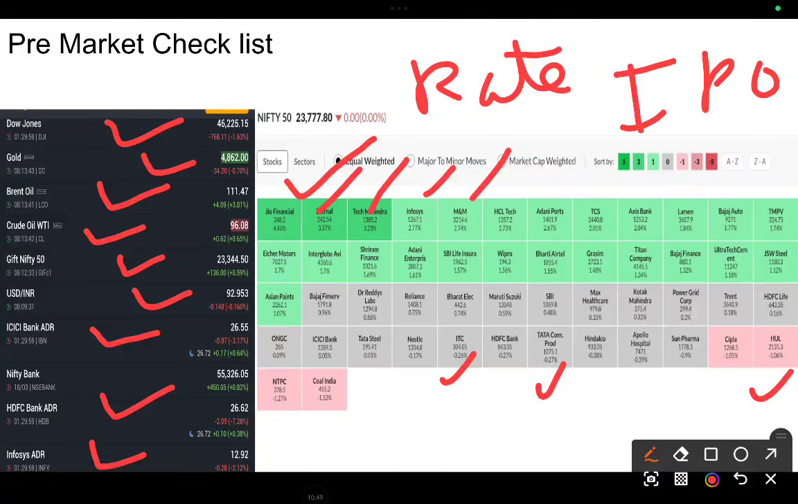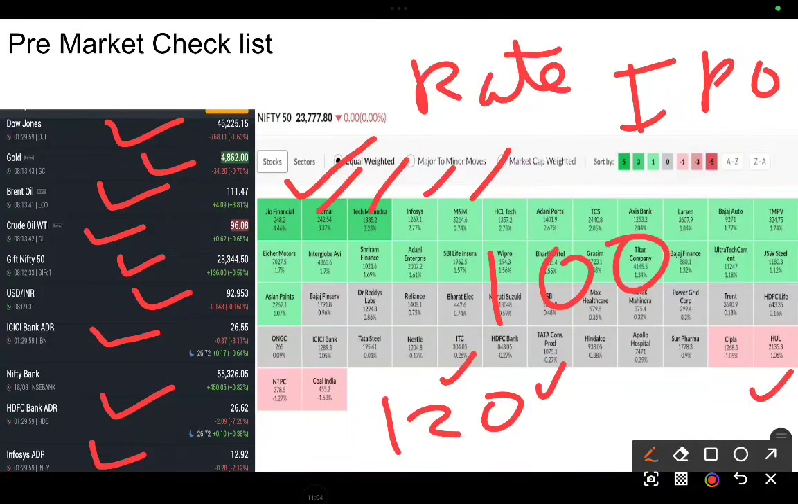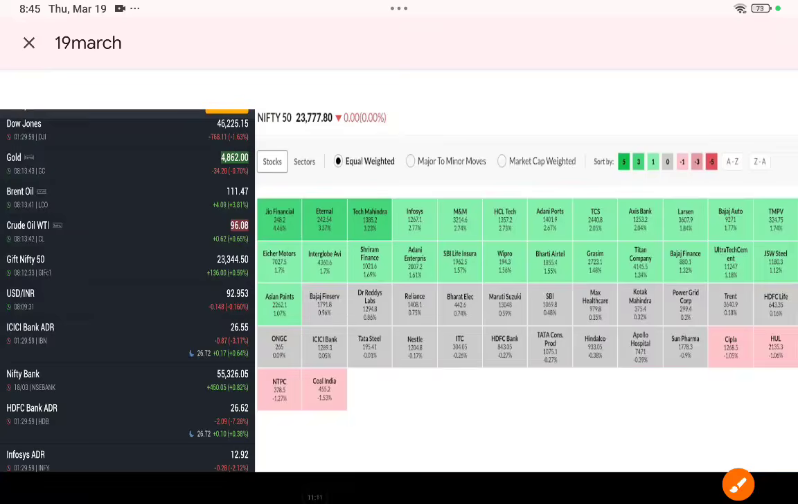So I think we need to do a thorough analysis of which sector to pick during this scenario, because crude oil can touch $120. And my fear is that if it remains above 100 for more than a quarter, then I think it will have a heavy impact on our Indian market as well as on our economy. All right, let's move ahead.